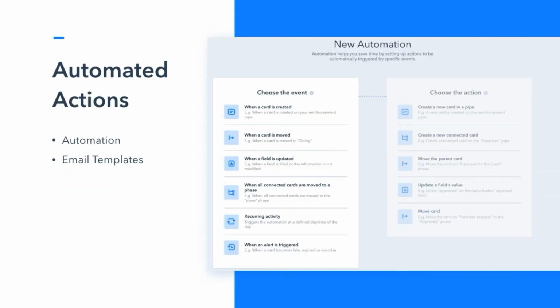In the automated actions section, we have features that are big time savers. They help your team save a lot of time and consequently a lot of money by automating actions that don't necessarily need to be executed manually. Besides automation, which I already explained, we have the email templates. Email templates is our email automation feature. They're messages that you can create to be sent either manually or automatically from your pipe's phases.